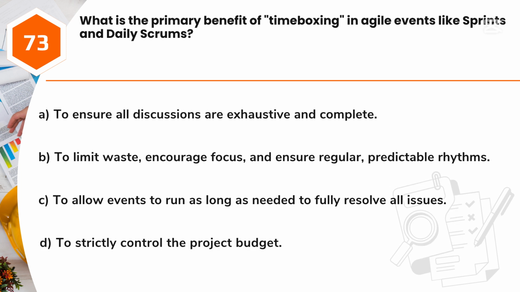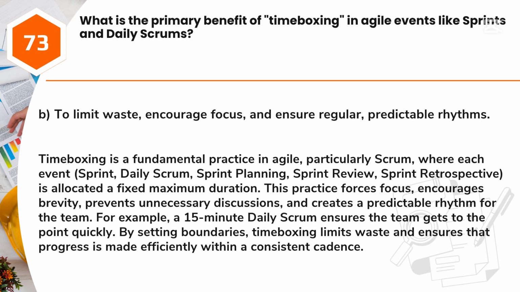Question 73. What is the primary benefit of timeboxing in Agile events like sprints and daily Scrums? A. To ensure all discussions are exhaustive and complete. B. To limit waste, encourage focus, and ensure regular, predictable rhythms. C. To allow events to run as long as needed to fully resolve all issues. D. To strictly control the project budget. Answer: B. To limit waste, encourage focus, and ensure regular, predictable rhythms.